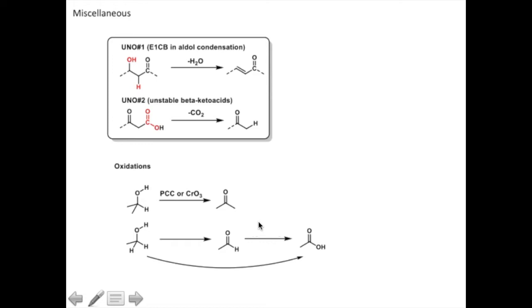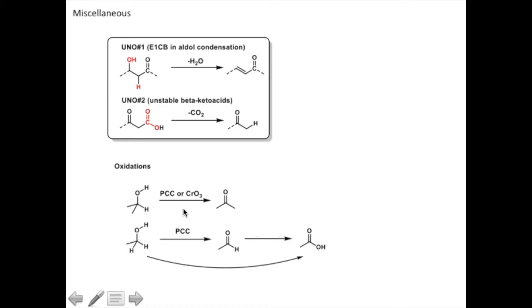Last but not least are a couple of oxidants. If you want to oxidize an alcohol into a ketone, take PCC or chromium trioxide. But if you are dealing with primary alcohols, you need to be careful. So one of these reagents is a lot harsher than the other. Which one will oxidize it to the aldehyde and which one will oxidize it all the way to a carboxylic acid?